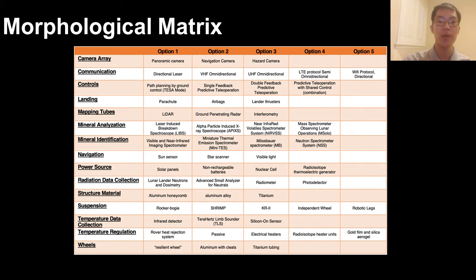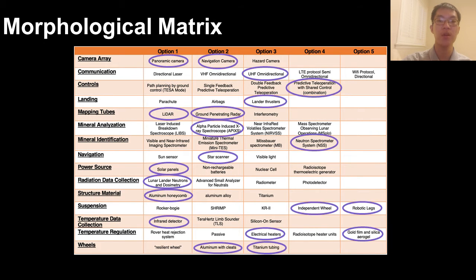Here is the morphological matrix for our rover system. The circled options are what we decided to implement into our rover's design. Certain subsystems utilized multiple options in order to optimize and provide a more robust system.